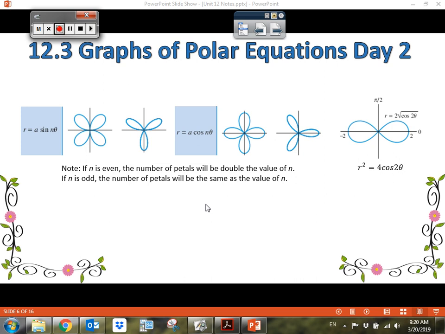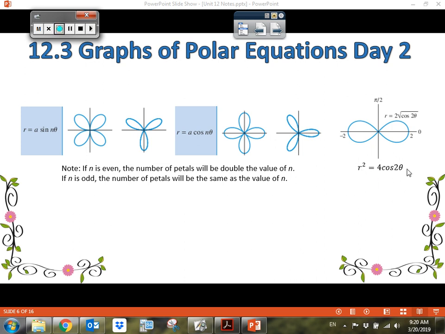Okay, the second type that we're going to explore are these little guys. They look like little figure 8s. These are formed with an r squared with a double angle. And this is the most common type. We don't typically find r squareds with anything else that we're going to deal with, but this is just a special kind. R squared would be a double angle.